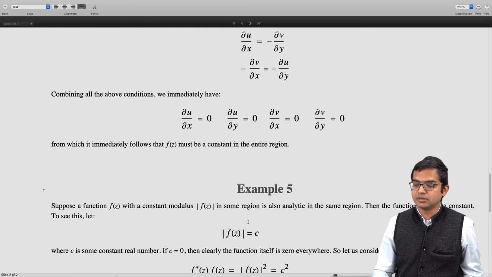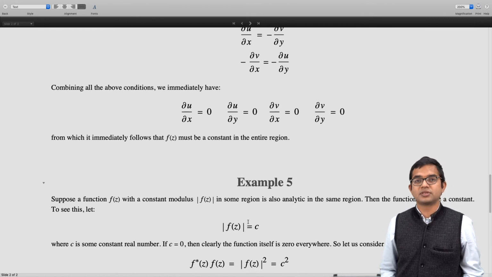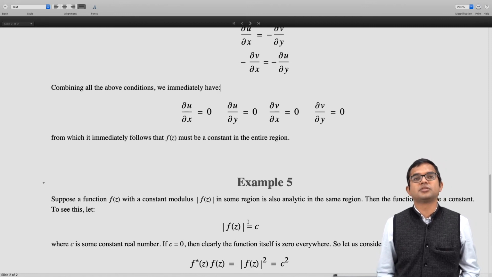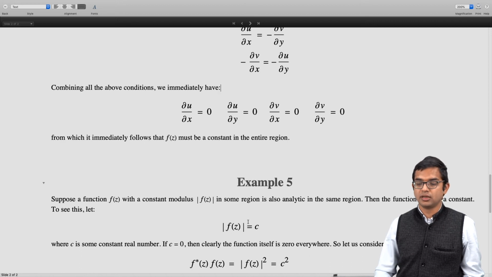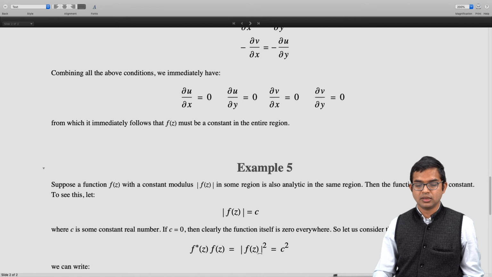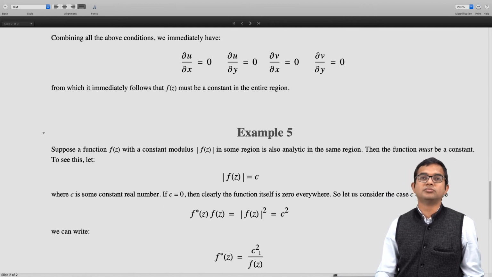But if c is not 0, then we will use the fact that f star of z times f of z, right? So the complex conjugate of a complex number times the complex number is just the modulus of the complex number squared, which in this case is c. So this is equal to c squared. So we can write f star of z as c squared over f of z.